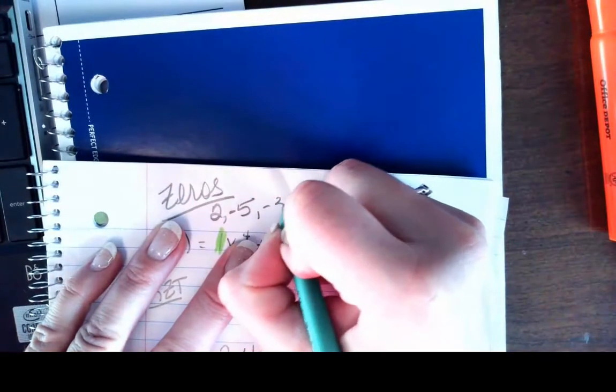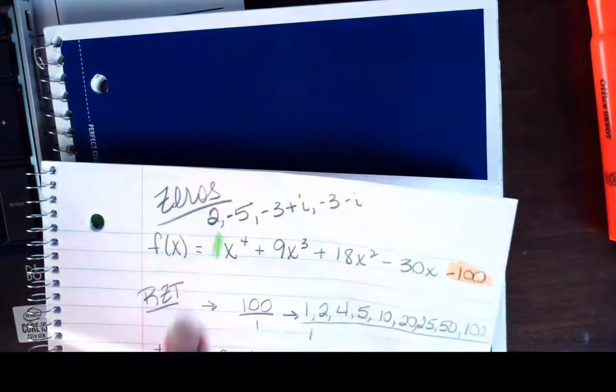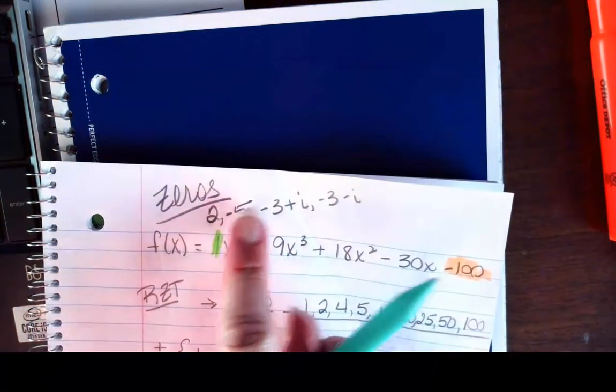So let's come back over here. Negative 3 plus i, negative 3 minus i. So I'm looking for 4 solutions. 1, 2, 3, 4. I found all 4 solutions.